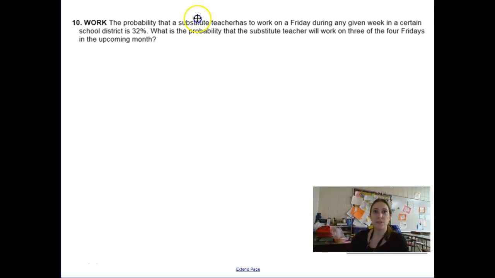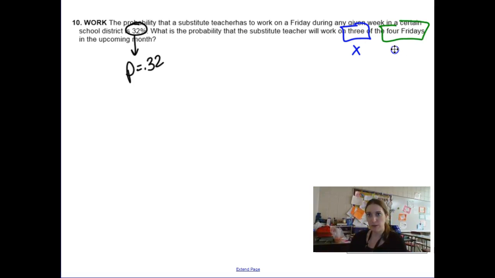This question has a substitute teacher who has a 32% probability of being asked to work on a Friday. So that is the chance of success. Then they want to know what's the probability that the teacher will be asked to work 3 out of the 4 Fridays that are upcoming. So this is our X. 4 is our N, number of trials. So you can go back and use that same formula as before, but I'm going to be using my calculator's features.